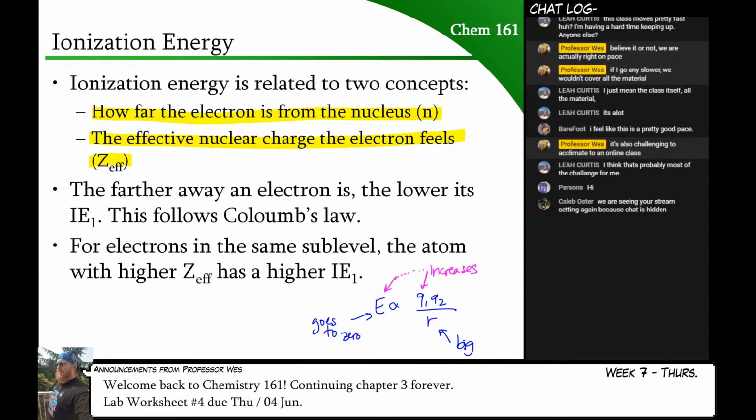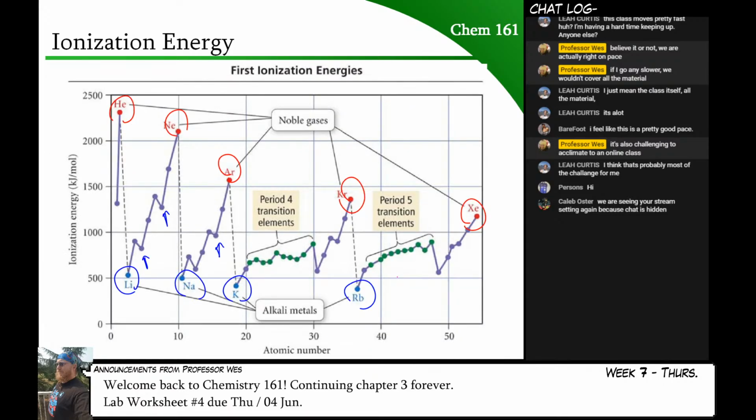So going back to our diagram here, that seems to make sense. As I go between rows, so this is period 1, period 2, period 3, period 4, you'll notice that the ionization energy goes down because those electrons in the valence shell are getting further and further away. But as I go across a period, right here, so this is my period.